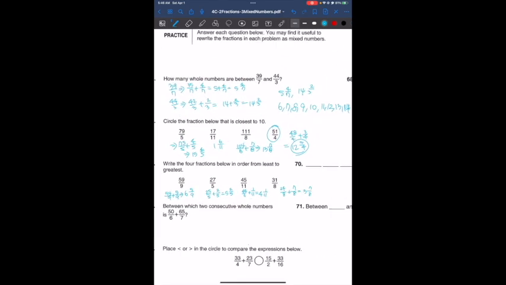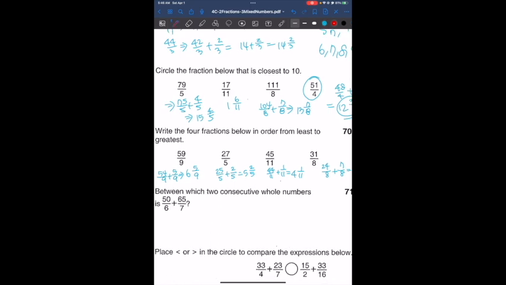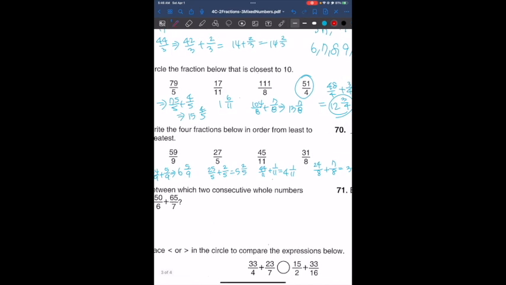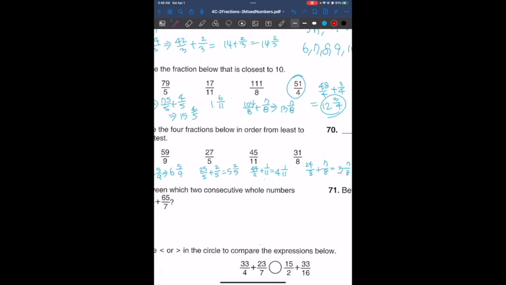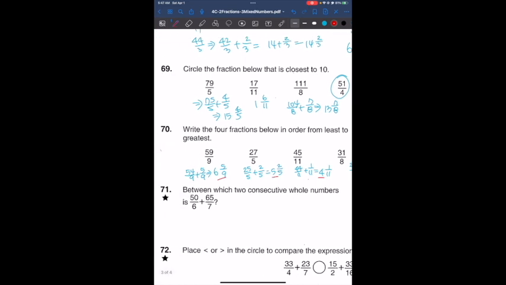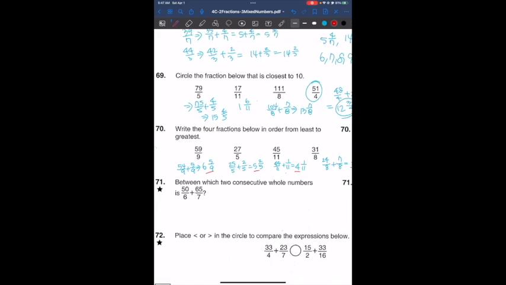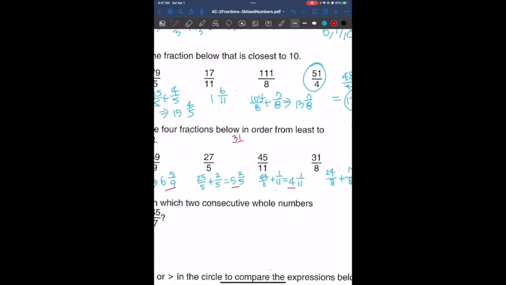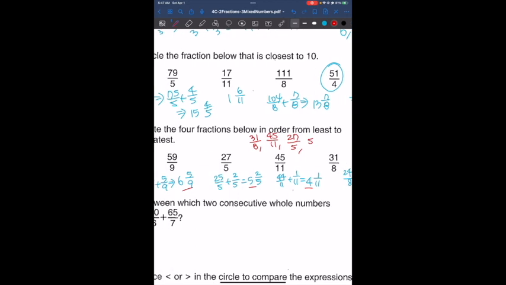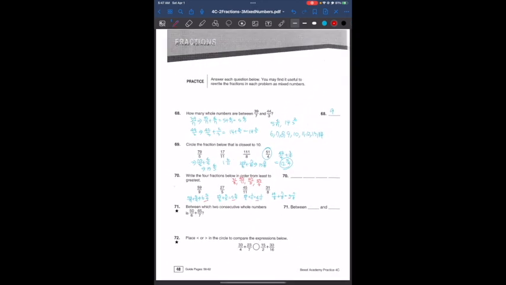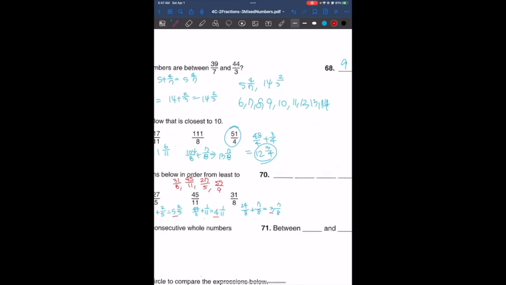And so the smallest, just by looking at the whole number of the mixed number, the smallest is going to be 3, then 4, 5, 6. So in order from least to greatest, it's going to be 31/8, 45/11, 27/5, and 59/9, with 59/9 being the greatest. And so we can write that over here.